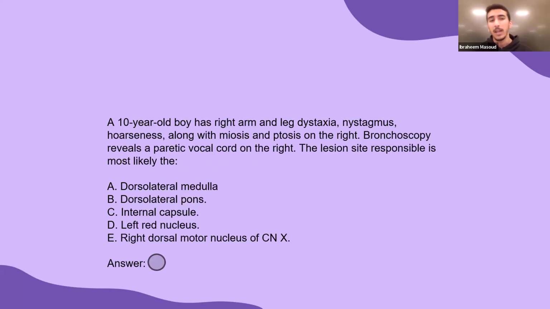Leg ataxia, nystagmus, hoarseness, miosis, and ptosis. What's this guy's problem? So once you see vocal cord hoarseness, you just automatically know the answer. It's like a giveaway, honestly. What do you guys think?